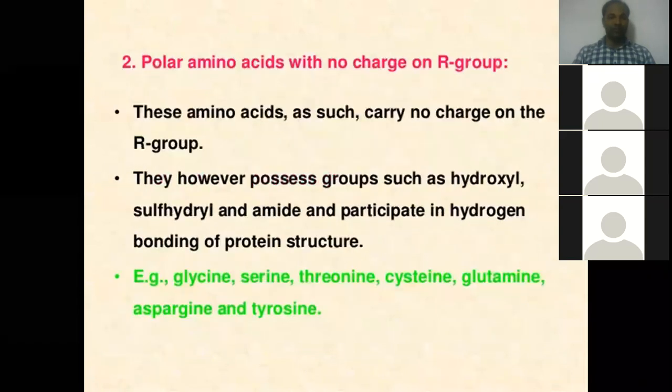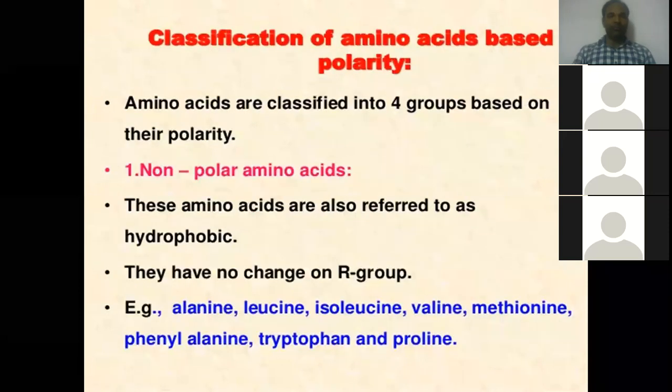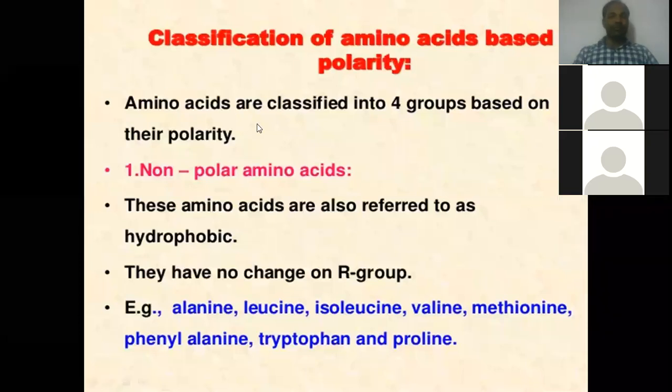So there are only 2 here they are discussed. ठीक है? यहाँ पे 2 ही डिस्कस किए हैं उन्होंने. So the classification of amino acid based on their polarity. So the amino acids are classified into the 4 groups based on their polarity. The first group that is a non-polar amino acids. यहाँ पे हम देखेंगे non-polar amino acids.